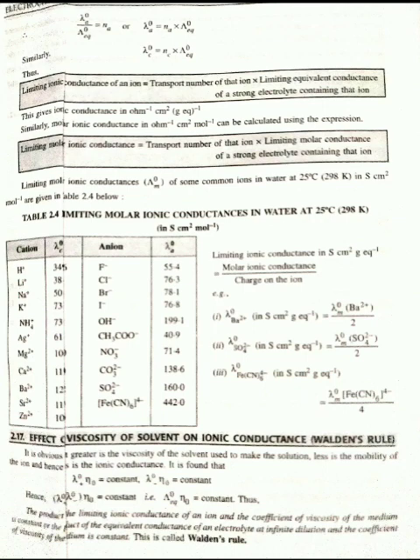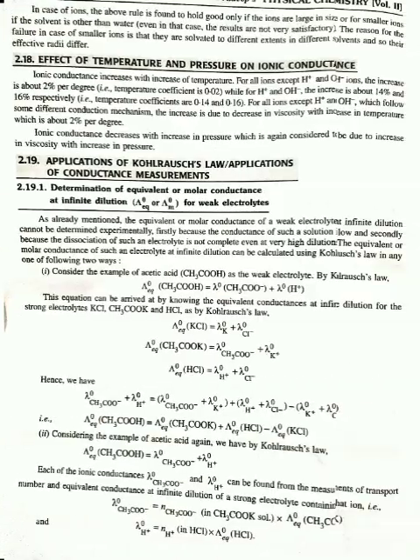Thus, the product of the limiting ionic conductance of an ion and the coefficient of the viscosity of the medium is constant, or the product of the equivalent conductance of an electrolyte at infinite dilution and the coefficient of viscosity of the medium is constant. This is called Walden's rule.